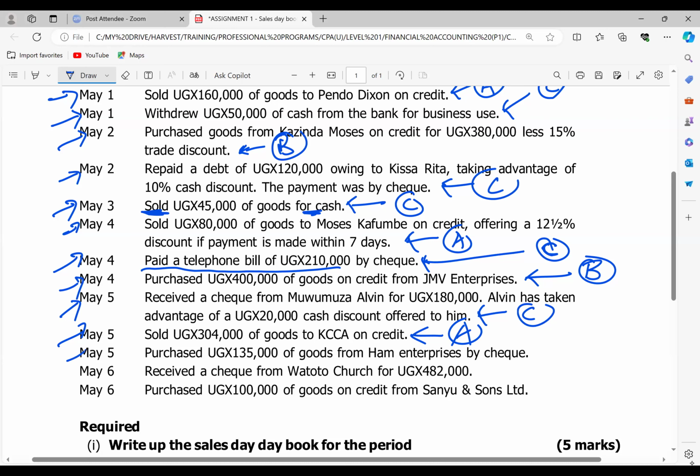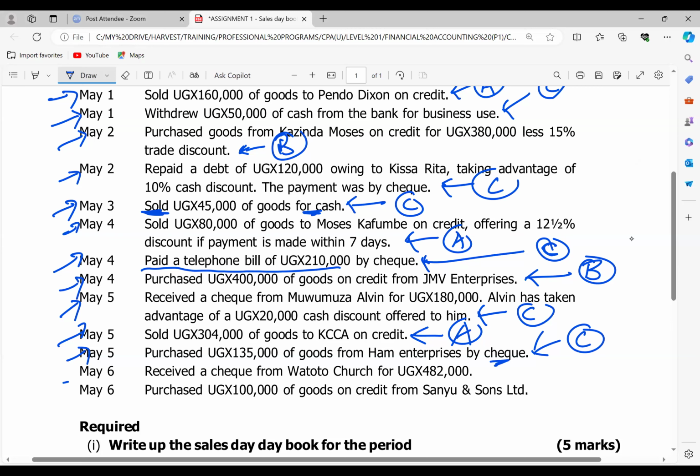Then we have 5th of May. Purchased 135,000 of goods from Ham Enterprises by check. This is for Enid Patience. Ham Enterprises, 5th of May. Okay, Aline has helped you. That is cash book. Because you are just using a check. Yes. Good. Thank you so much.